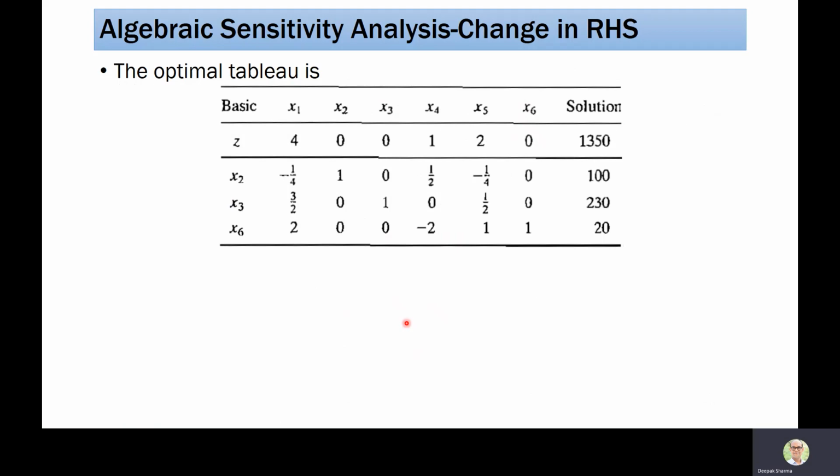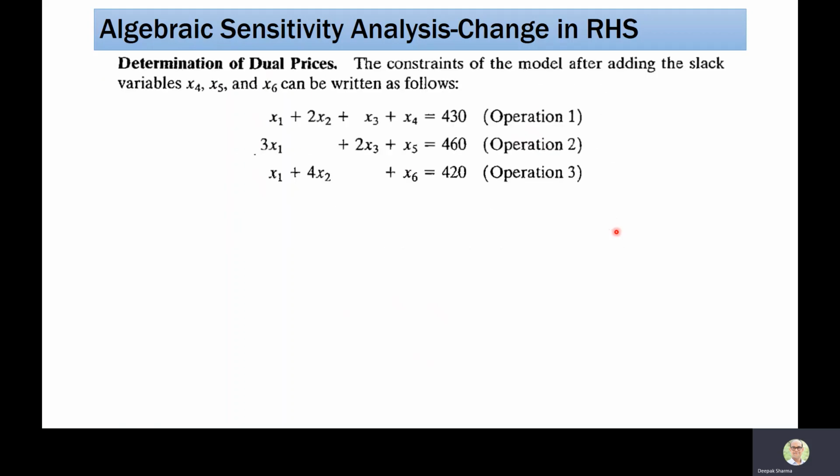Without showing the iterations of the simplex method, here I'm presenting you the optimal simplex table for the given problem. Here you can see that in the optimal simplex table, x2, x3, and x6 are the basic variables, and the other three variables are the non-basic variables. The corresponding values of z, x2, x3, and x6 are given here. Now let us change the right hand side.